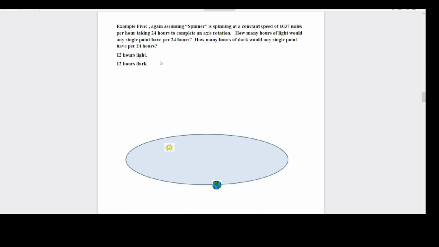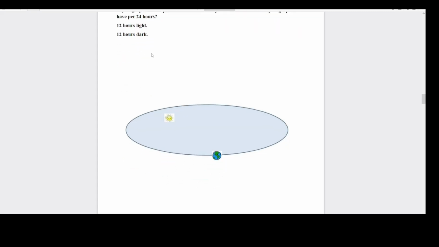All right. And example 5, now you can see here that the sun has been put off center, and the Earth over here, so we're basically creating a greater distance between the Earth and the sun. Would it make any difference if we conceive it like this? In example 5, again, assuming the spinner is spinning at a constant speed of 1037 miles per hour, taking 24 hours to complete an axis rotation, how many hours of light would any single point have per 24 hours? How many hours of dark? 12 hours of light, 12 hours of dark.